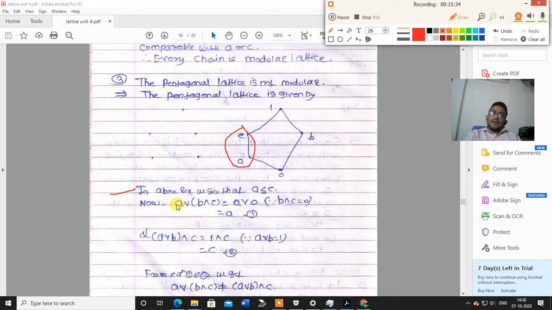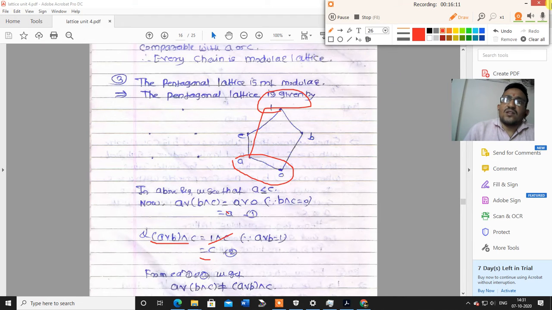Now consider A join B meet C. What is B meet C here? B meet C is 0, therefore A join 0. What is the join of A and 0 here? It is A, so that is equation 1. And the second condition: A join B meet C. What is A join B? A join B is 1, and 1 meet C is C. So that is equation 2.